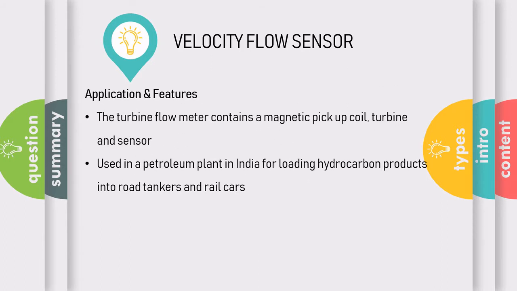The flow sensor contains several features. It contains a magnetic pickup coil, turbine, and sensor. Turbine meters and paddle wheels are used in the same types of applications. One application is a petroleum plant in India that is using turbine meters for loading light hydrocarbon products into tankers and rail cars.